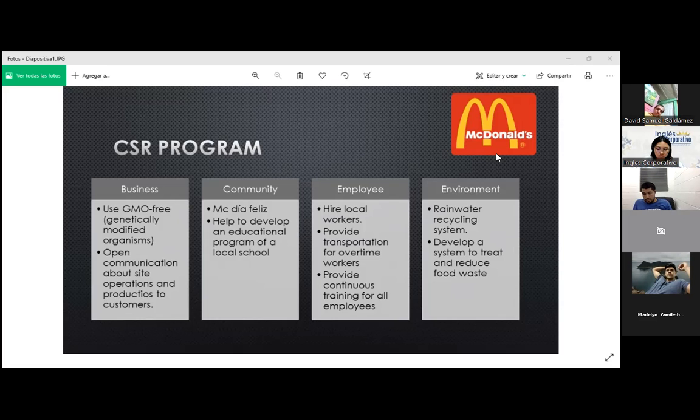And in community, we were looking for information about how they help the community. And we found that they have a McDonald's Day, Día Feliz, and all the sales, all the money that they received that day, they donate to something that they choose, a cause, and they donate all the money for that cause. And also they helped with educational programs in schools. And I think that they do a good job in that part. Okay, my classmate will continue.